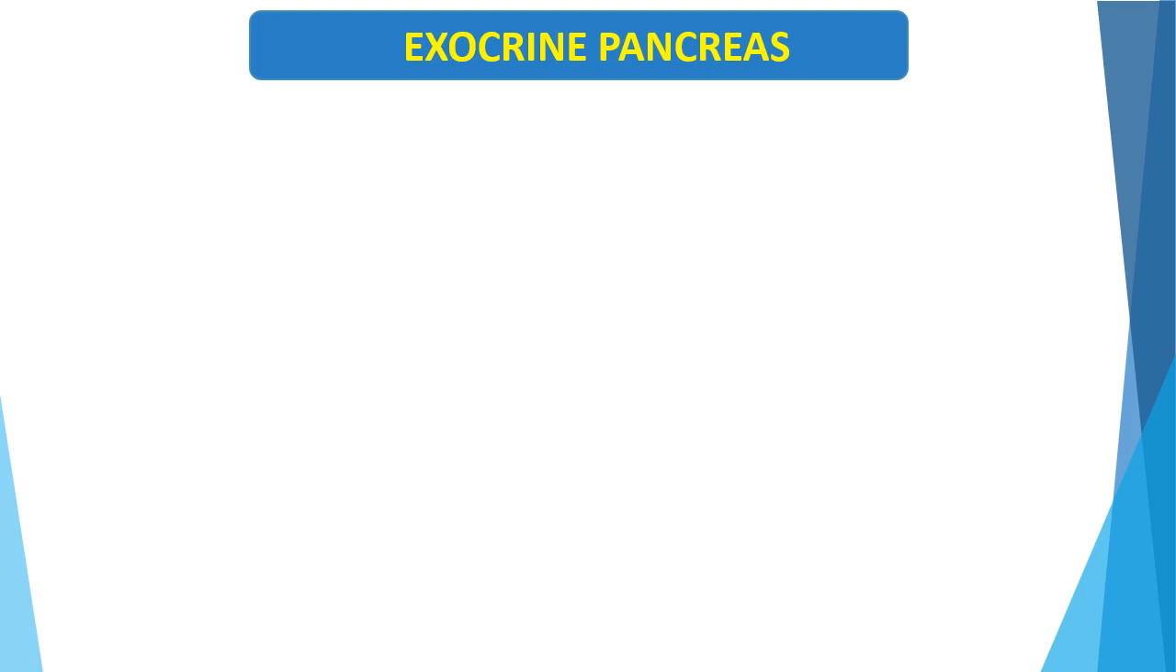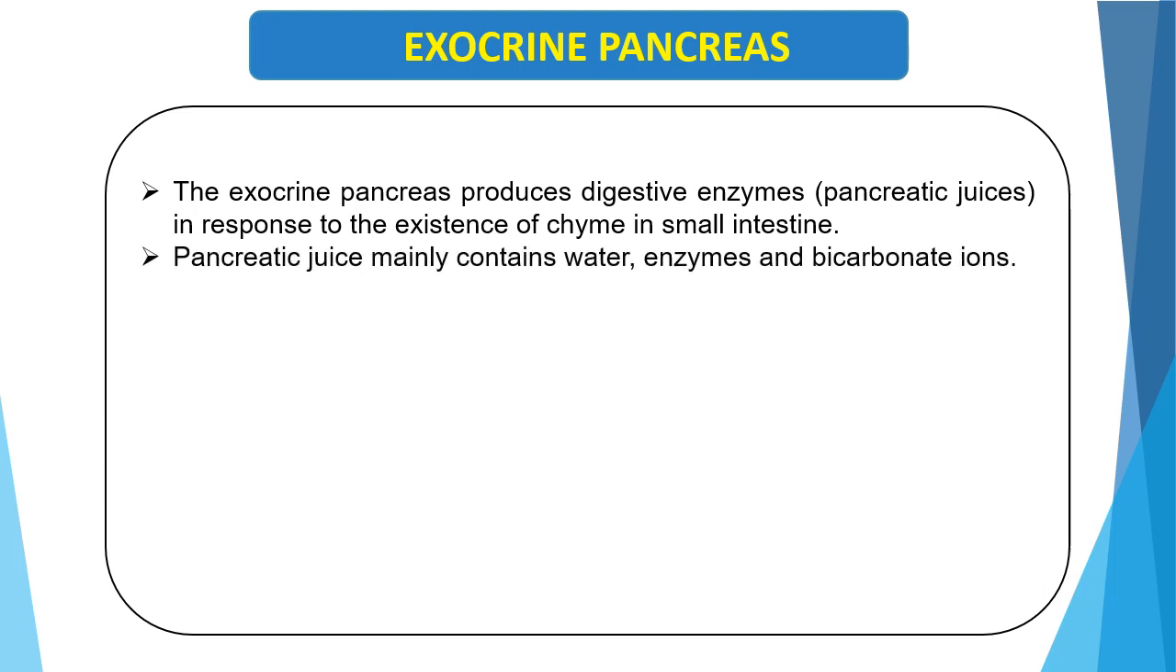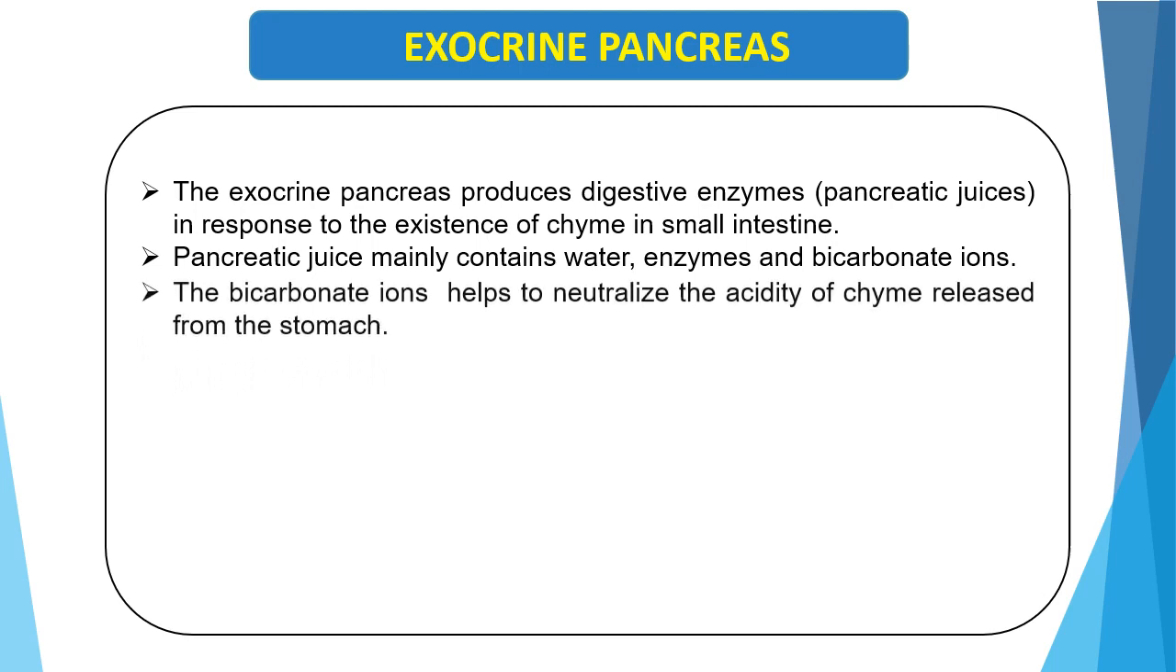Let us now have a look at a brief overview of exocrine pancreas. The exocrine pancreas produces digestive enzymes or pancreatic juices secreted from pancreatic acini in response to the existence of chyme in small intestine. You may wonder, what is chyme? Chyme is an acidic fluid that is passed from the stomach to small intestine. Pancreatic juice mainly contains water, enzymes, and bicarbonate ions. The bicarbonate ions help to neutralize the acidity of chyme released from the stomach.